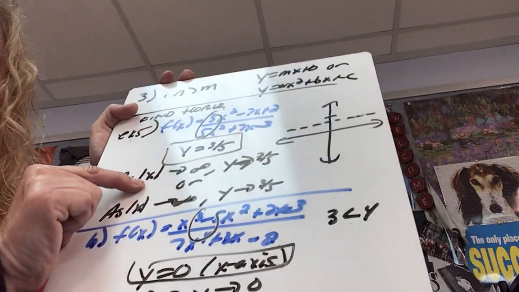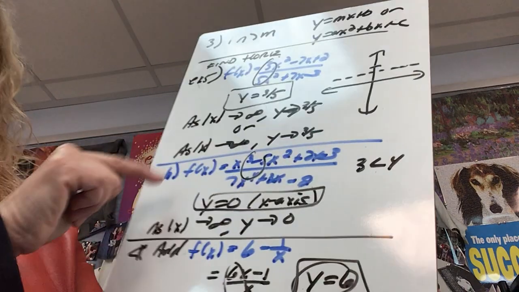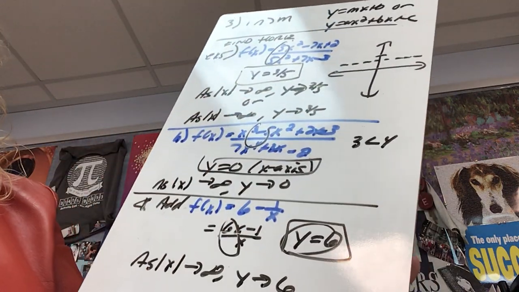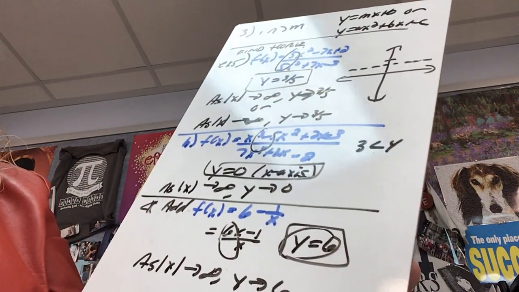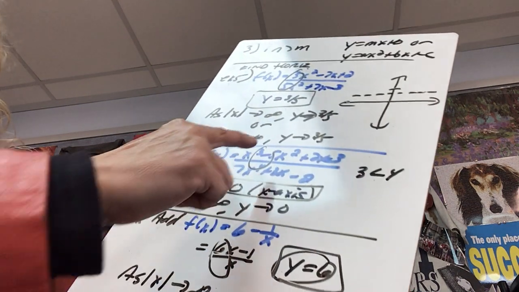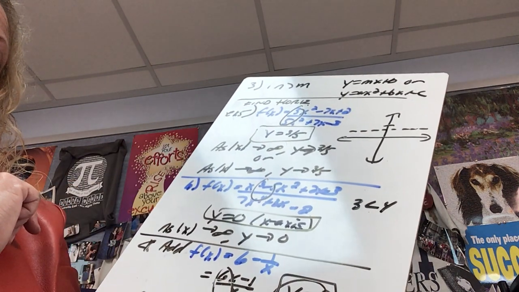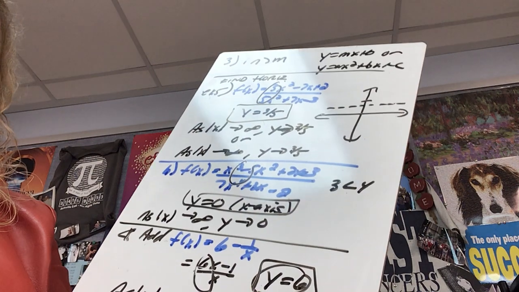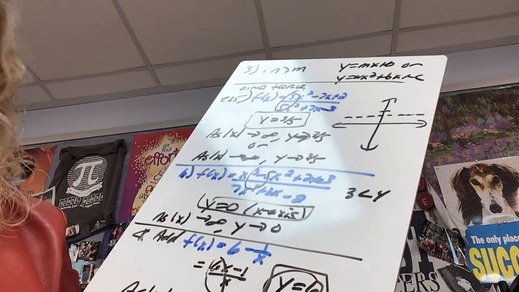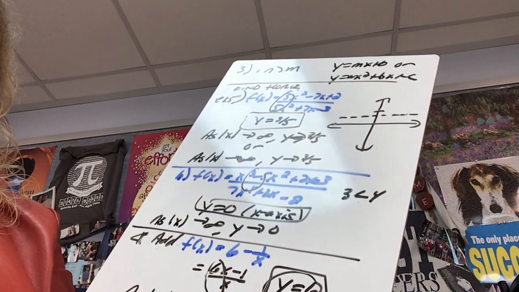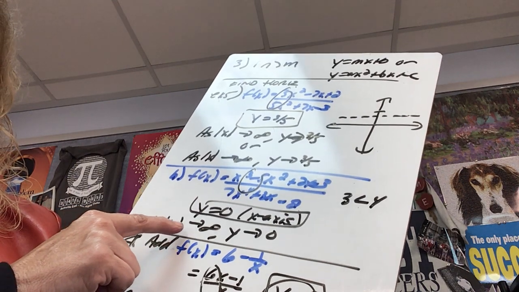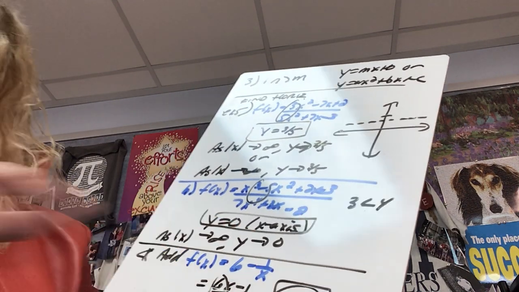So that's why we say as the absolute value of x goes to infinity, y goes to 3/5. Okay, and part B, the degree of the numerator is less than the degree of the denominator, so I know my horizontal asymptote will be the x-axis, or y equals 0. So I could say as the absolute value of x goes to infinity, y goes to 0.